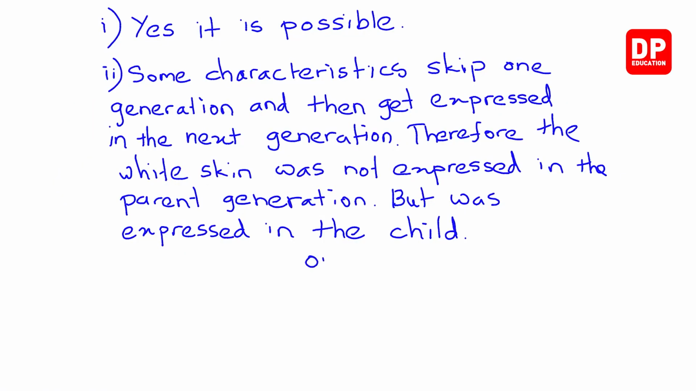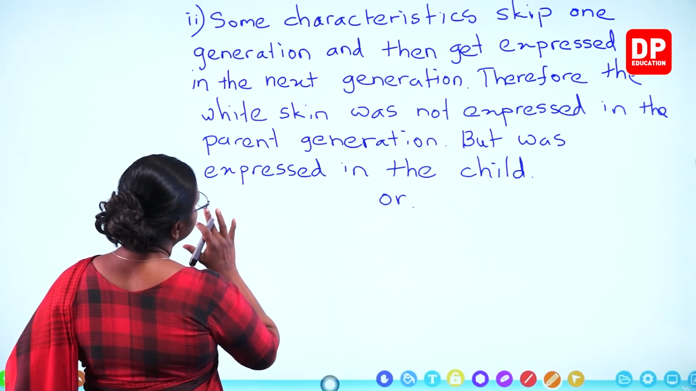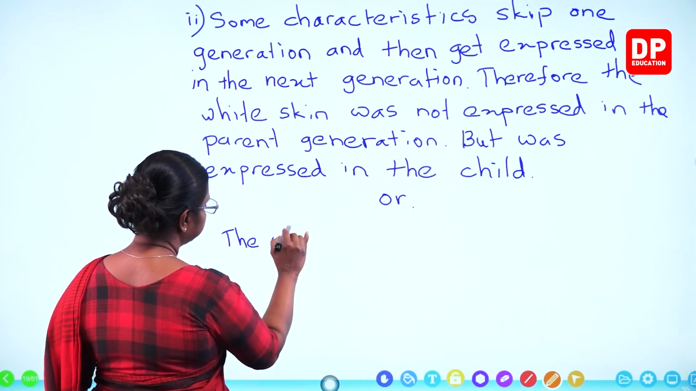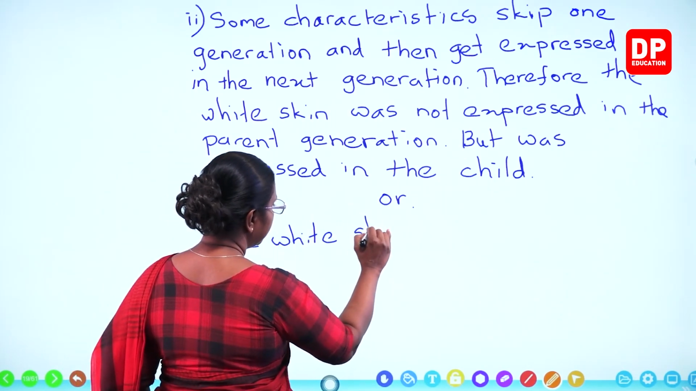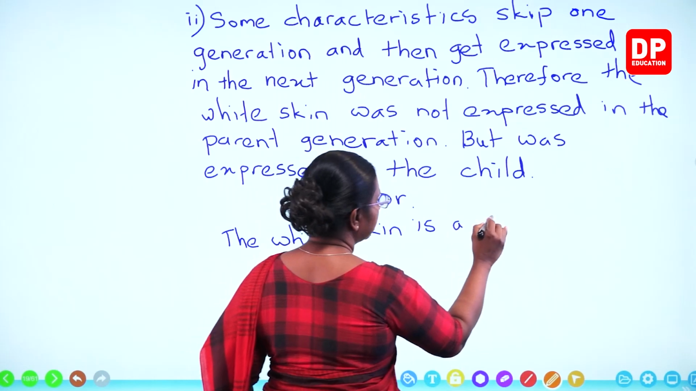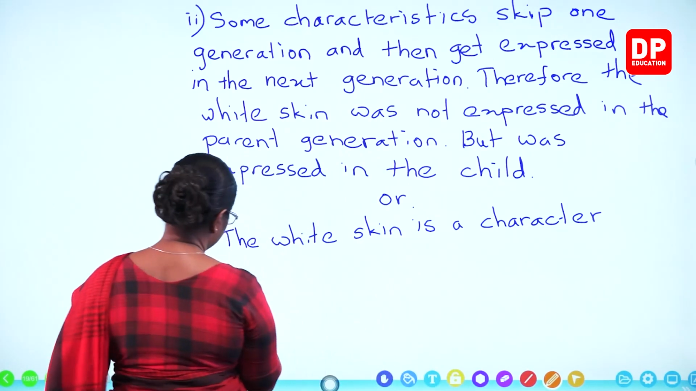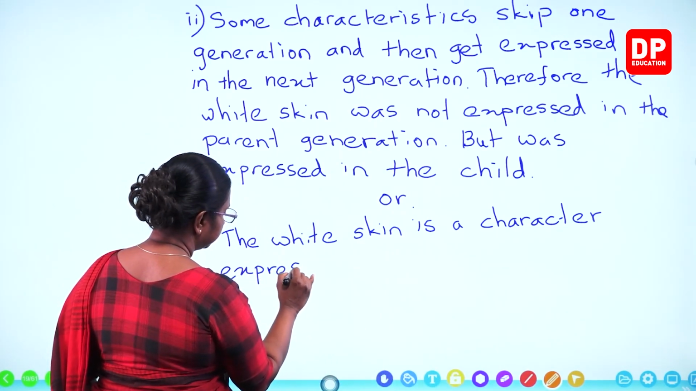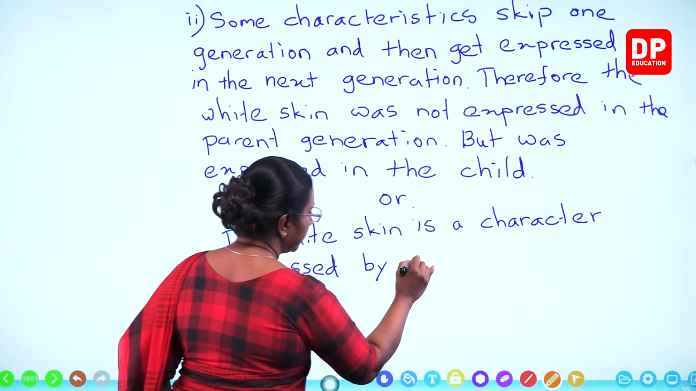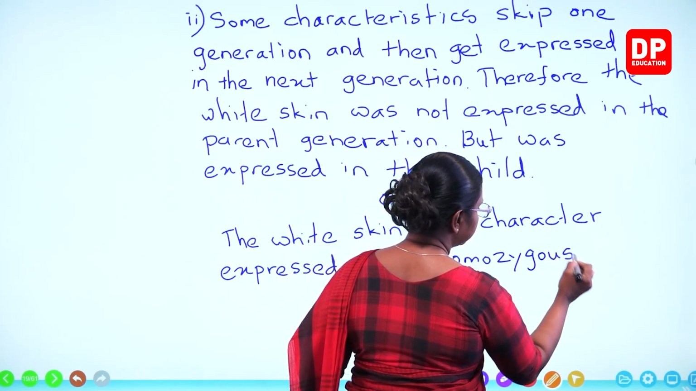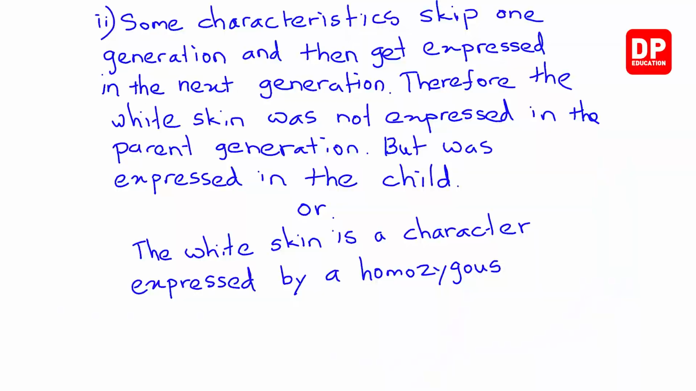Or else, so here we can explain it in another way also. The white skin is a character expressed by a homozygous recessive genotype.